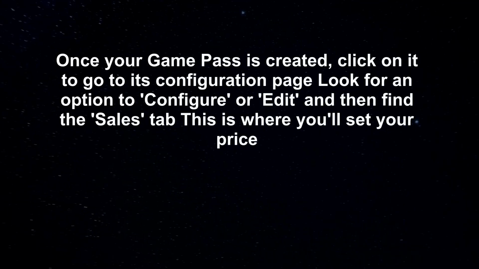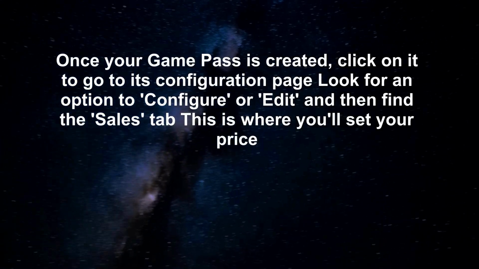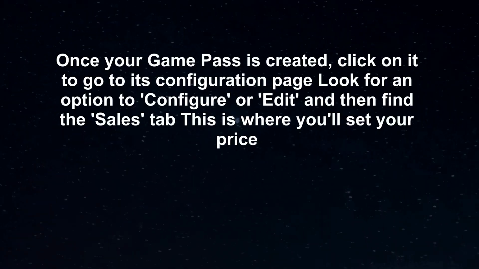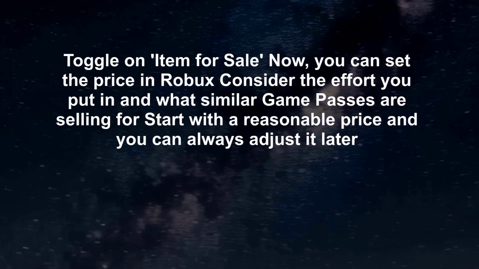Once your Game Pass is created, click on it to go to its configuration page. Look for an option to configure or edit, and then find the Sales tab. This is where you'll set your price. Toggle on Item for Sale.